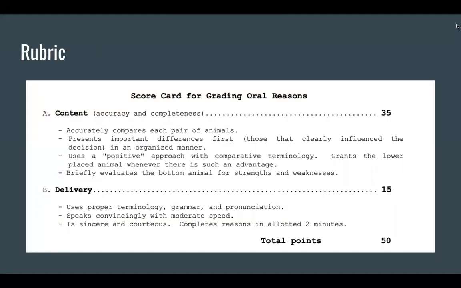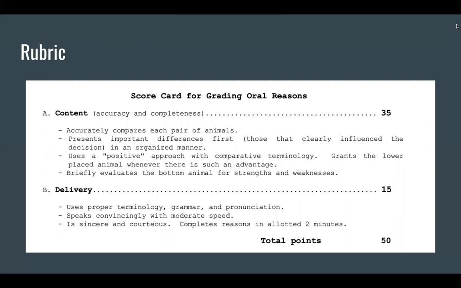Here's the rubric on how the judge will be scoring you. Your content is worth 35 points, and your content needs to be accurate and complete. Accurate is you're telling the truth. The judge has seen the class, they know what's correct, so make sure that you're not making anything up.